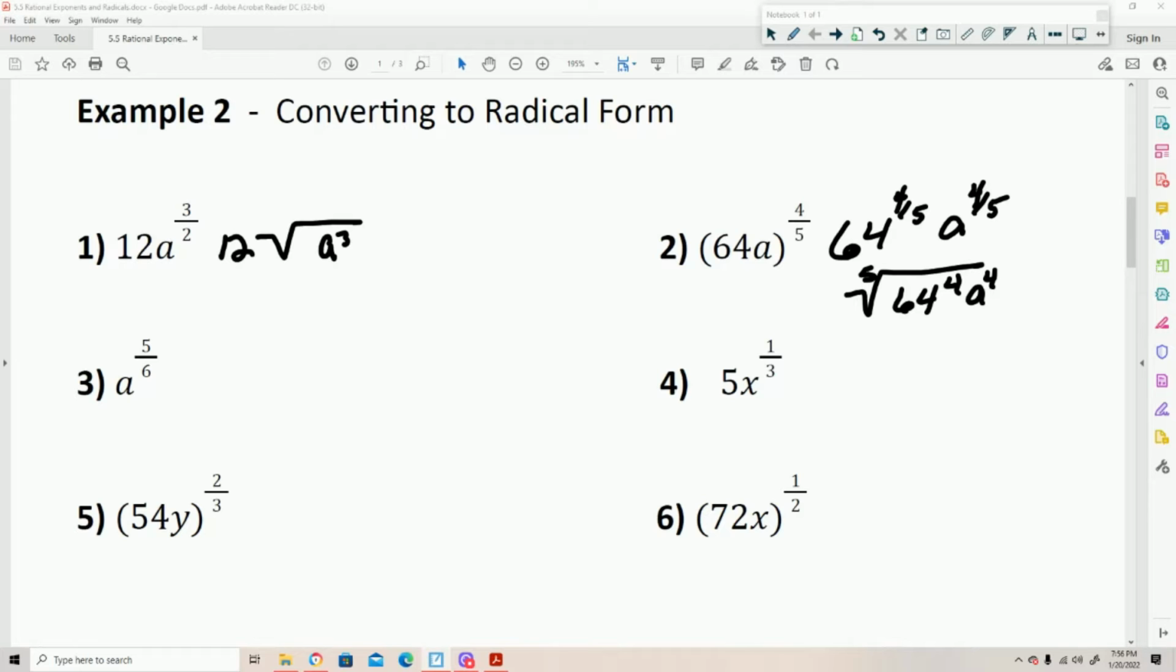Okay, next one. We have a to the 5/6. Again, the top number is the exponent, the bottom number is the index. Radical sign here. We're going to put a to the 5th inside, and the index is 6. So it's the 6th root of a to the 5th.